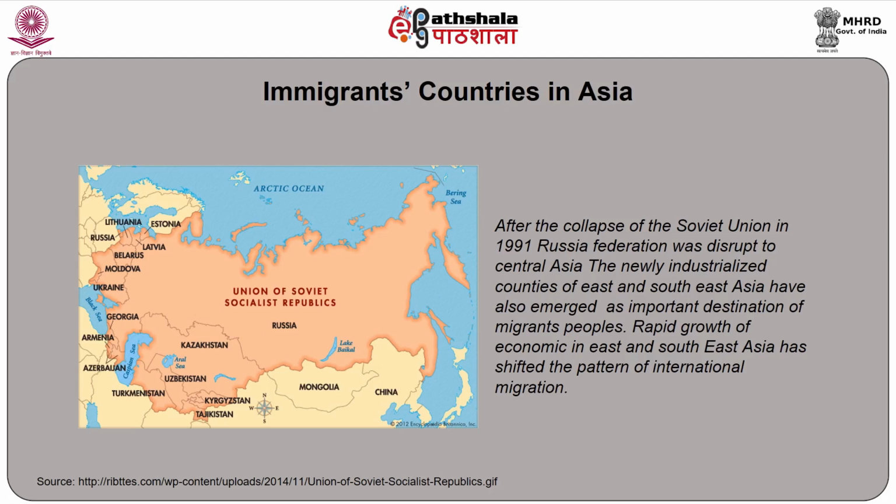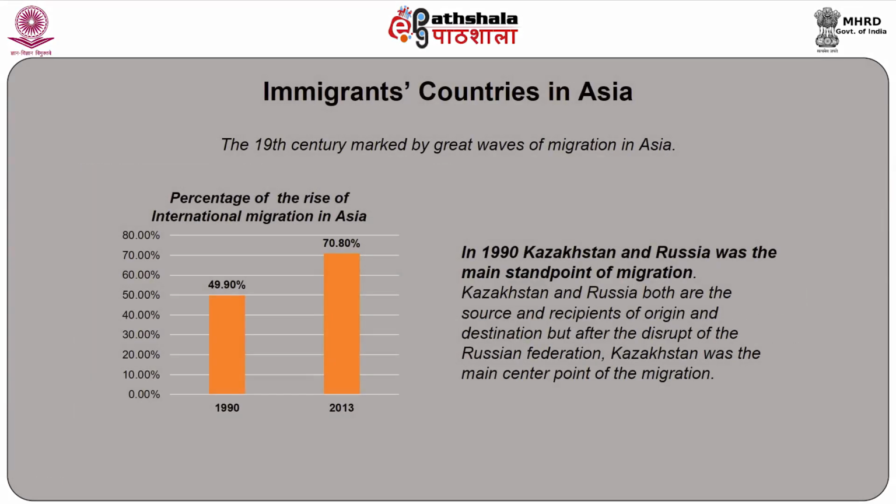The newly industrialized countries of East and Southeast Asia have also emerged as important destinations of migrant people. Rapid economic growth in East and Southeast Asia has shifted the pattern of international migration. The 19th century was marked by great waves of migration in Asia. Between 1990 and 2013, the number of international migrants in Asia rose from 49.9 to 70.8 million.